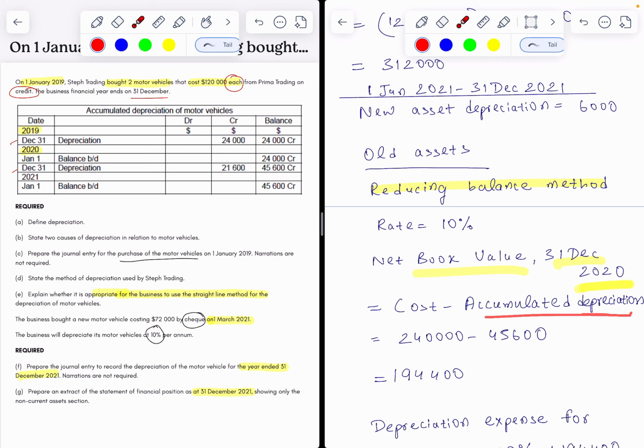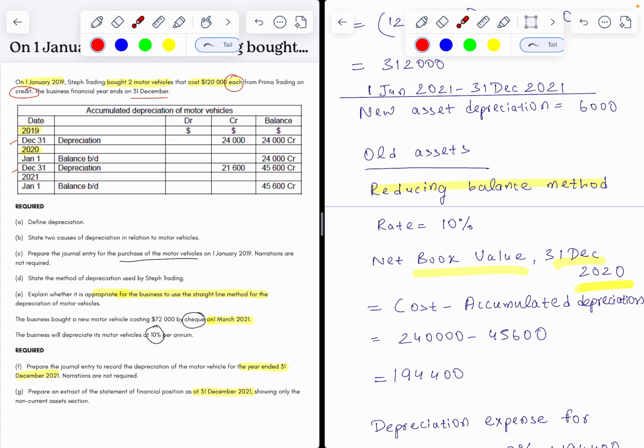So cost is $240,000 and accumulated depreciation is $45,600. Where do we get this from? So here at 31 December 2020, after the depreciation expense for the year was recorded, the total we had in the books was $45,600, which is the cumulative total for the two financial years, $24,000 plus $21,600, right?